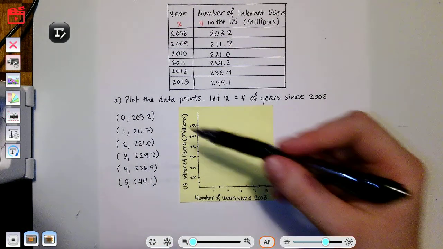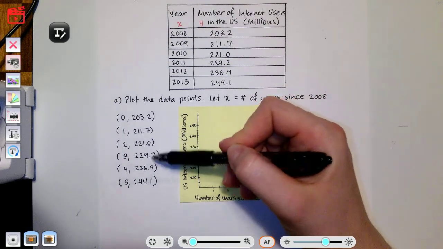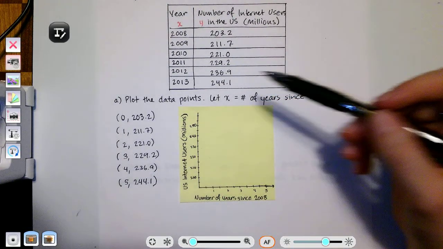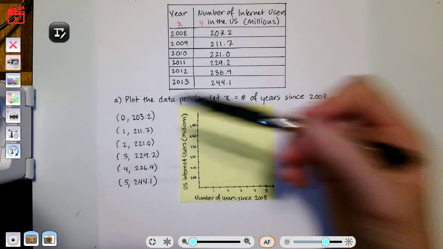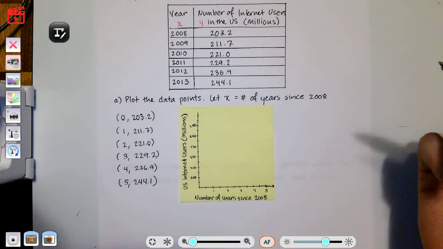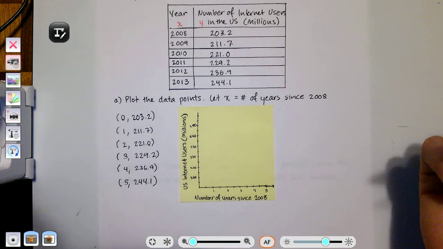So here we have how many data points? We have 1, 2, 3, 4, 5, 6. Six. So each of these coordinate sets will plot us 1 point. Let's go ahead, pause the video, and see if you can plot the points.